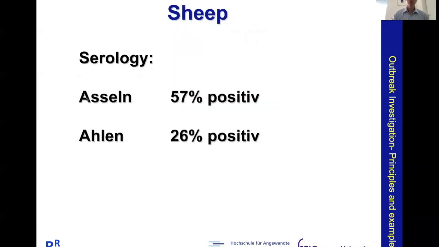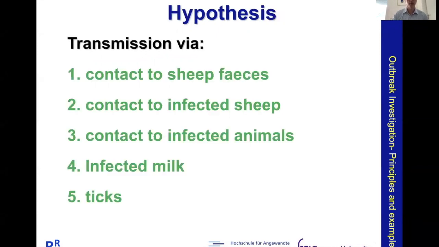This neighborhood is called Assen, and we also got information from the veterinarian, serological information about the sheep in this region, which had a relatively high positivity rate of Q fever in their blood, compared to another region a little bit further away, where this rate was much lower. So maybe it has something to do with sheep.